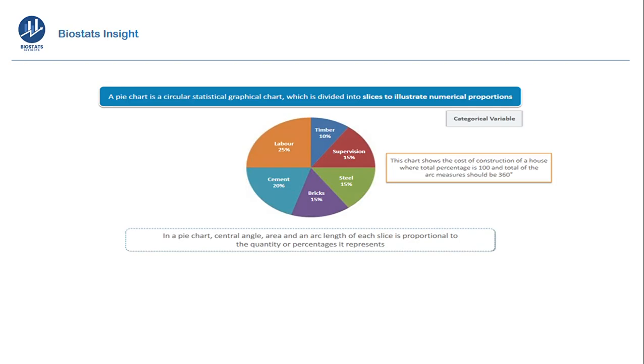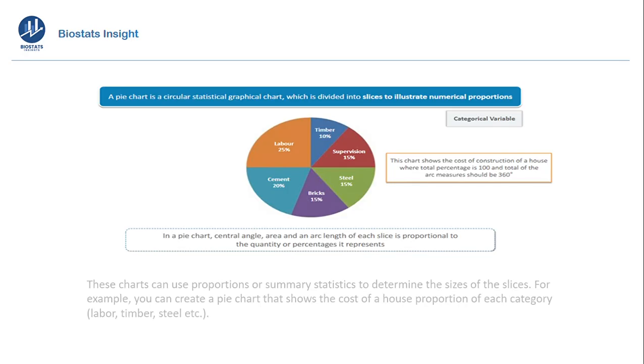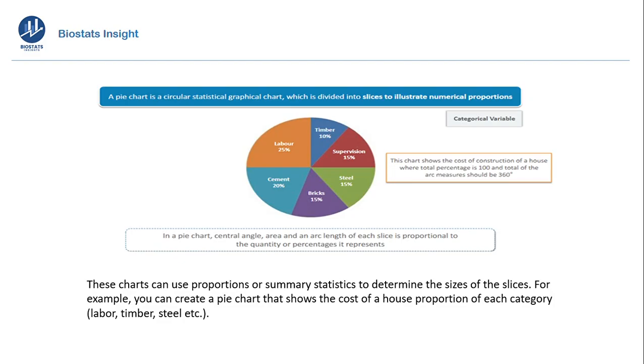Okay, so a pie chart is a circular chart which is divided into slices to illustrate numerical proportion. In the pie chart, the variables should be categorical variables. In the current graph, we have different levels of categories. The chart shows the cost of construction of a house, where the total percentage is 100 and the total of the arc measure should be 360. In the pie chart, the central angle, area and arc of each slice are proportional to the quantity it represents. Now in this graph you can see that 25% of the cost goes to labor.